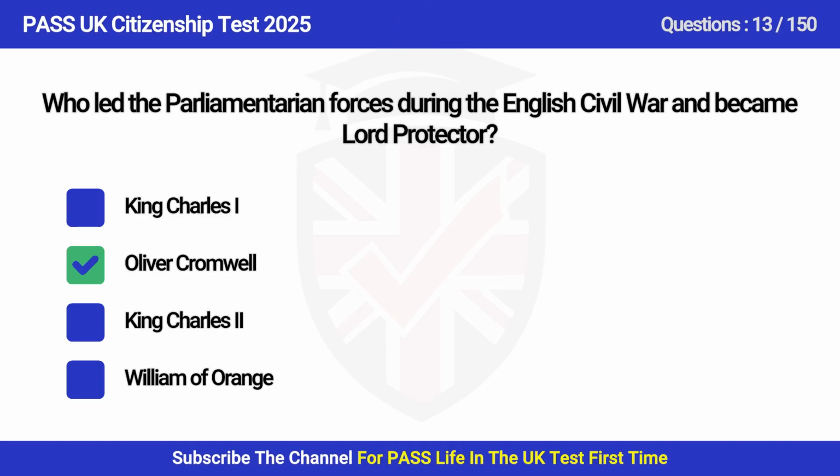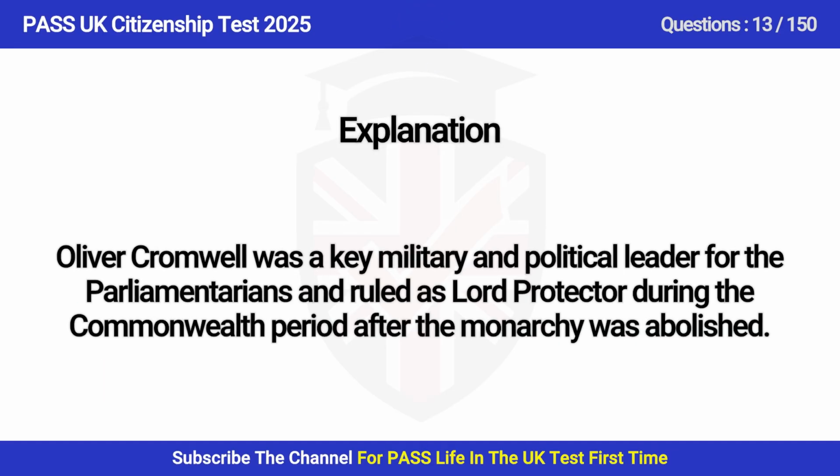Answer is B. Oliver. Oliver was a key military and political leader for the parliamentarians and ruled as Lord Protector during the Commonwealth period after the monarchy was abolished.